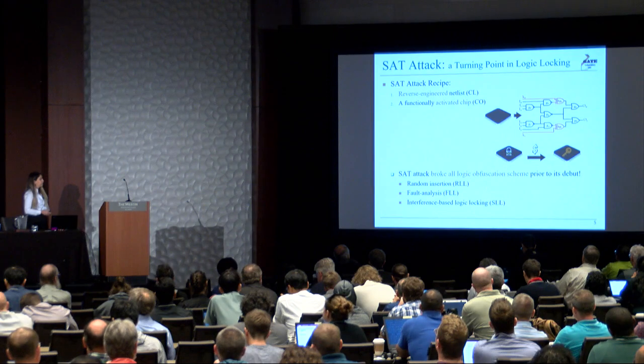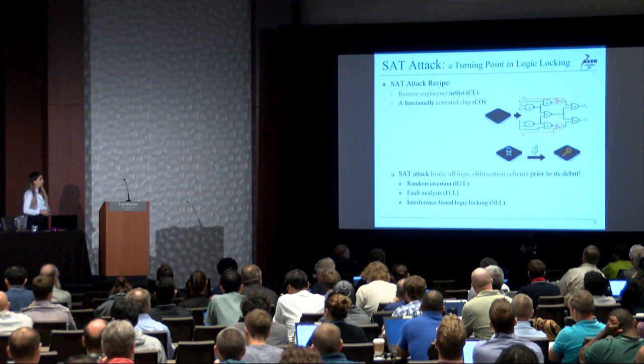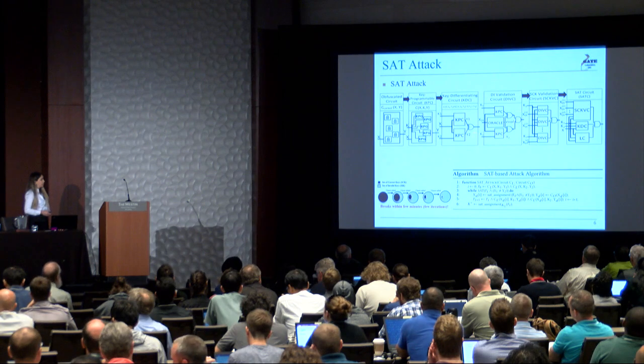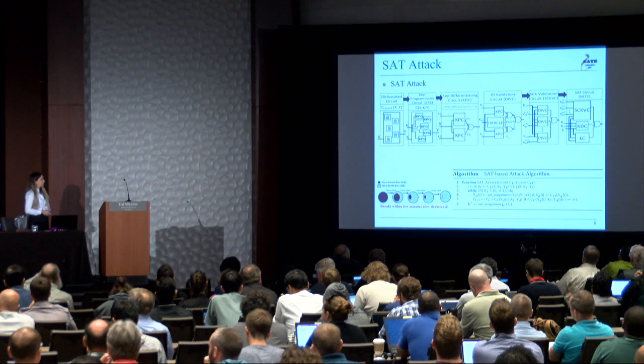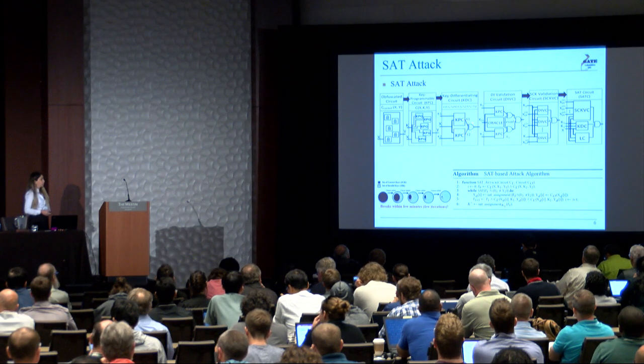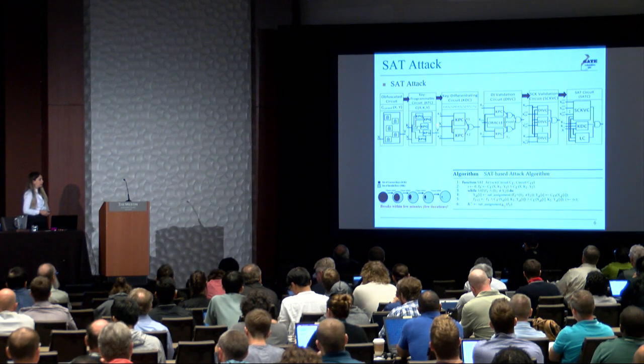Shortly after the introduction of logic locking technique, a new and powerful attack based on Boolean satisfiability, the SAT attack, was formulated. In the SAT attack, the adversary has access to the reverse engineered but locked netlist and a functional and unlocked chip. SAT attack follows the steps illustrated in this figure. It iteratively finds the input such that for that input and two different keys, the duplicated circuit produces two different outputs. This input is called the discriminating input pattern, DIP.